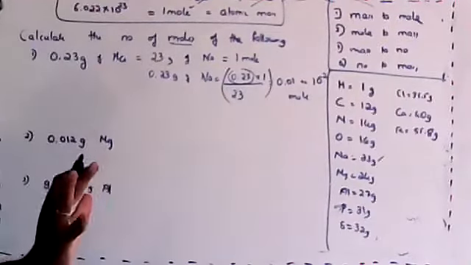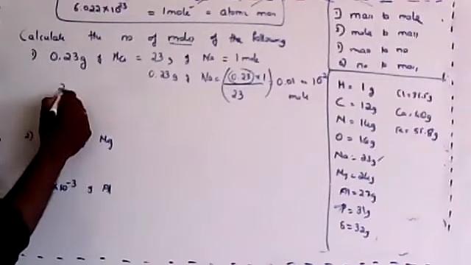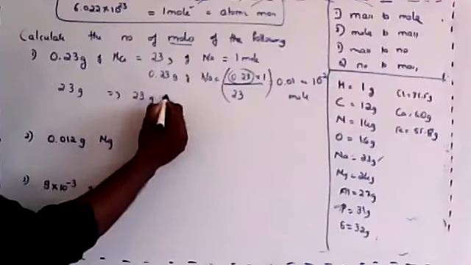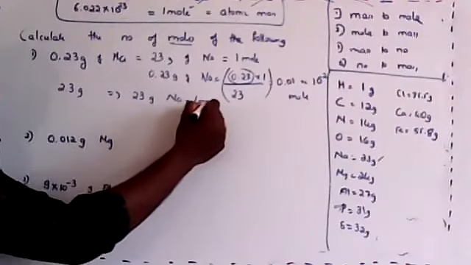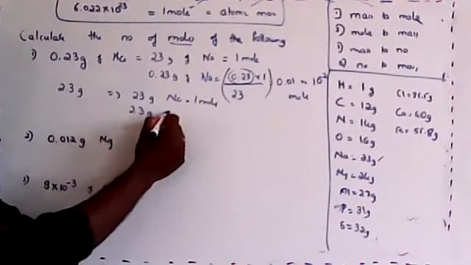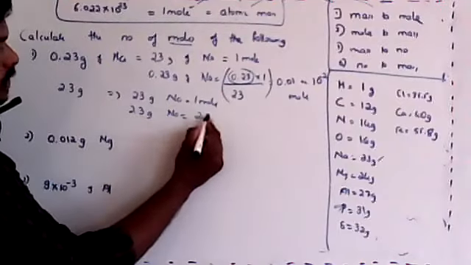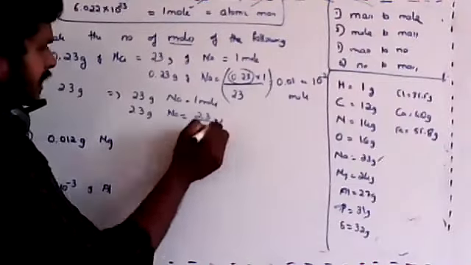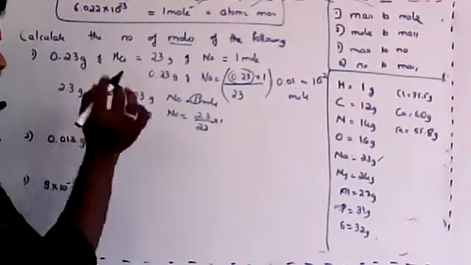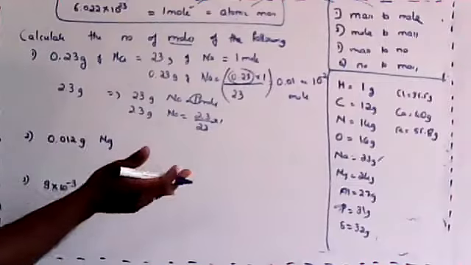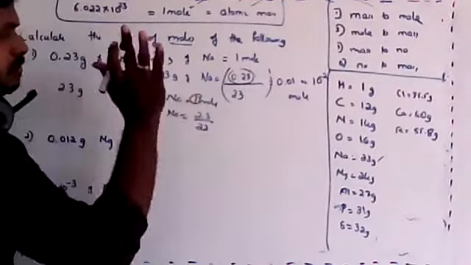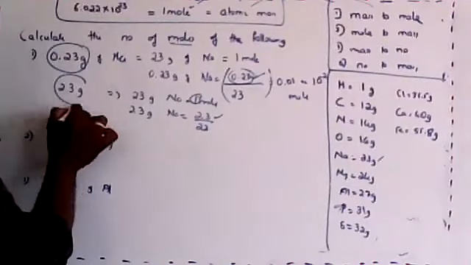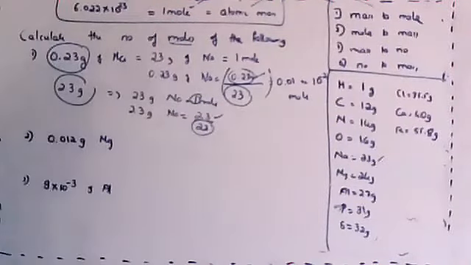So whatever mass I give, for example, instead of giving 0.23, what if I give you 2.3 grams? You would have written the same way. How? 23 grams of sodium is equal to 1 mole. Therefore, 2.3 grams of sodium will be equal to 2.3 divided by 23, right? The multiplication by one is there as it is, but it is of no use because it is not going to change the value. So if I remove that, in the numerator I get the given mass, and in the denominator I always get the atomic mass.